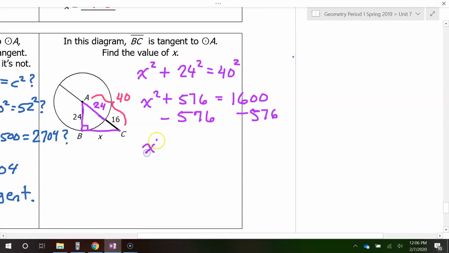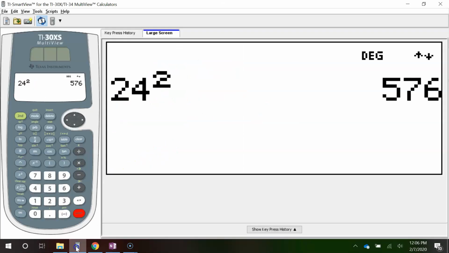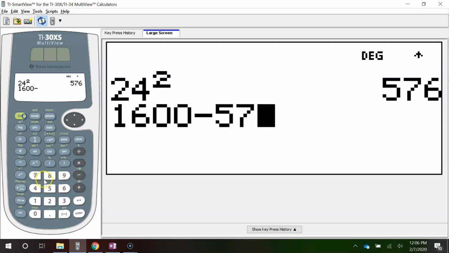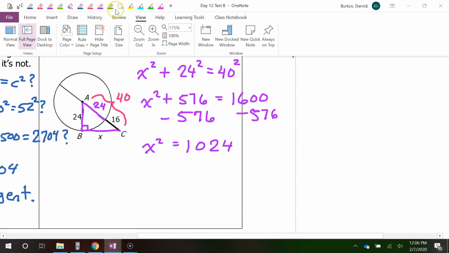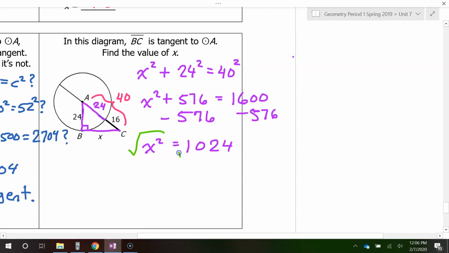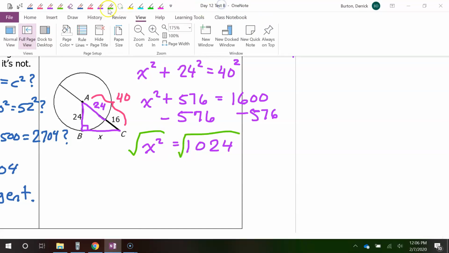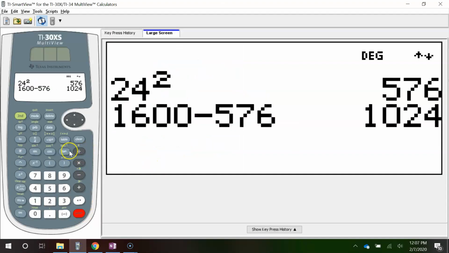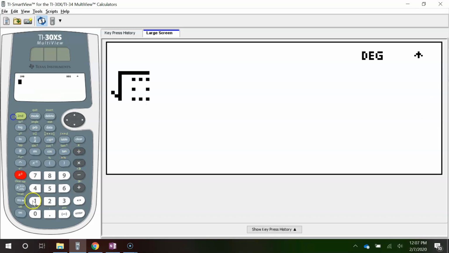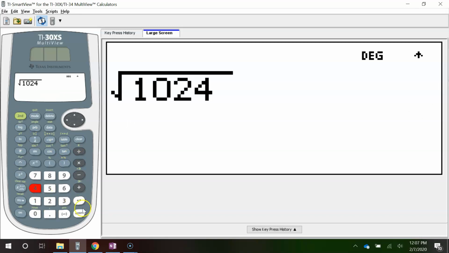So that's going to give us x squared is equal to 1,024. So of course, to get the final answer, we need to take the square root of both sides. So that is 32.